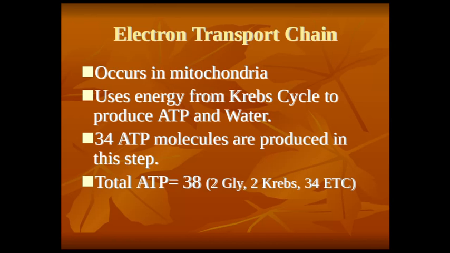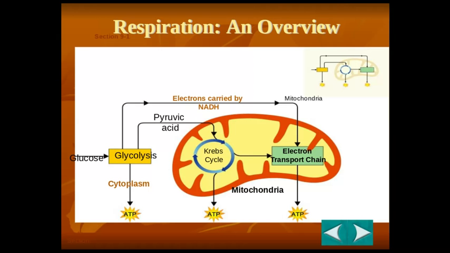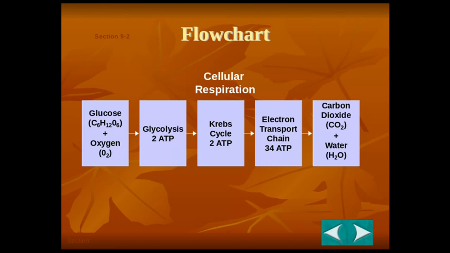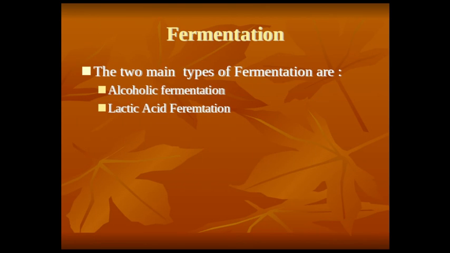If no oxygen is present, we go into something else. All right, so here you go. Glycolysis comes in, some ATP made, pyruvic acid goes into here, ETC go over here. Here's a sort of flow chart for you. All right, so glycolysis, 2 ATPs, Krebs cycle, 2 ATPs, ETC, 34 ATPs. All right, like we said, if there's no oxygen, we go into fermentation. And there's two different types of fermentation. There's alcoholic and there's lactic acid.